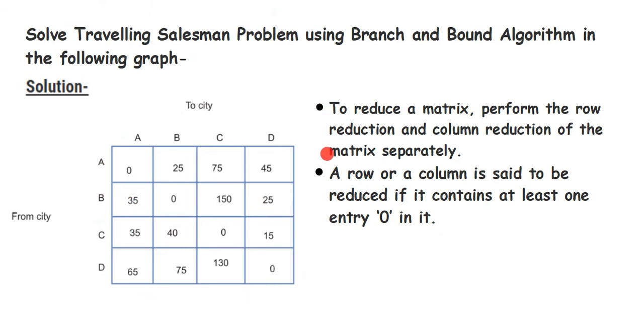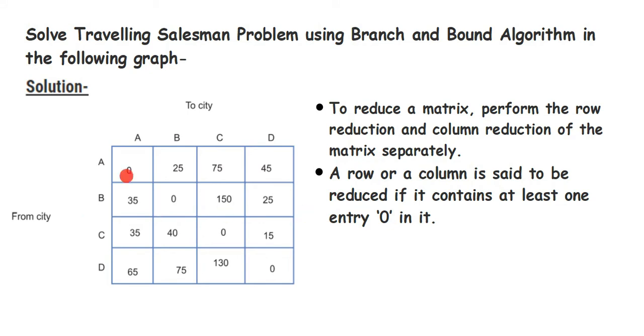Here we have two conditions: to reduce a matrix we have to perform row reduction and column reduction of the matrix separately. First, we follow the row reduction. Row reduction means, this is your row, which I have been highlighting. You find the minimum value in the row and subtract the minimum from all the other elements in the row. For example, the minimum is 25. So you subtract 25 from each digit, that is 75 minus 25, 45 minus 25. In the same way, it's a similar case for B as well.